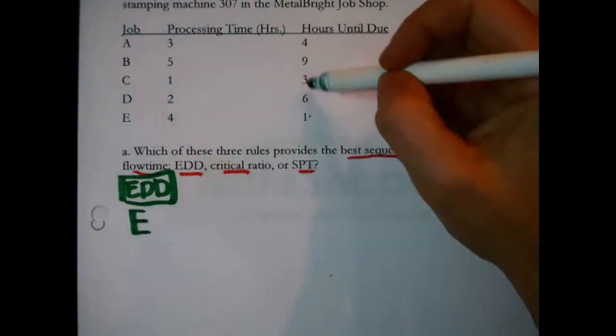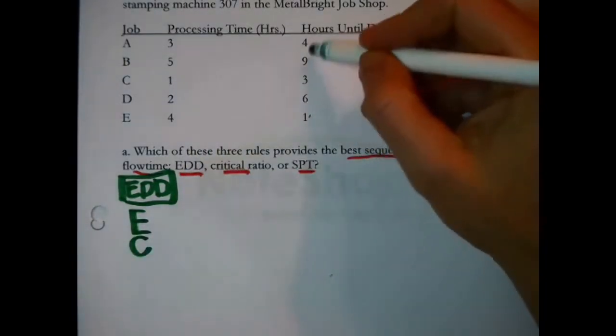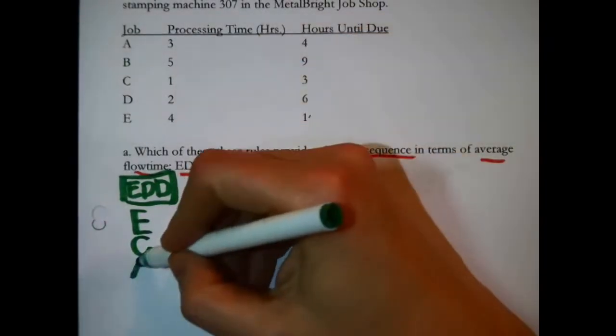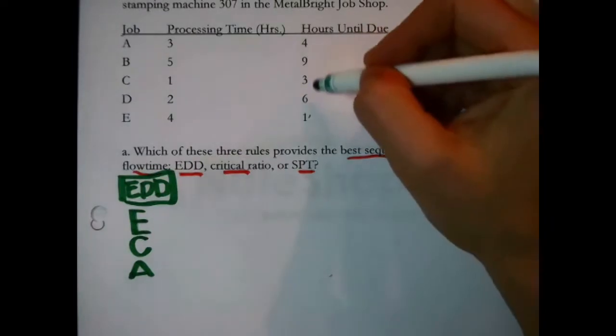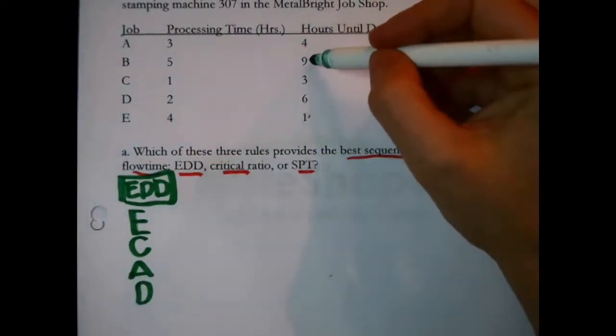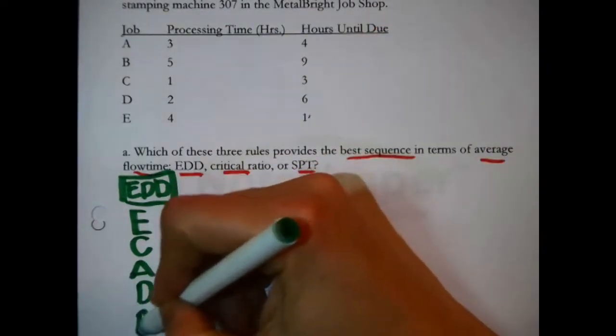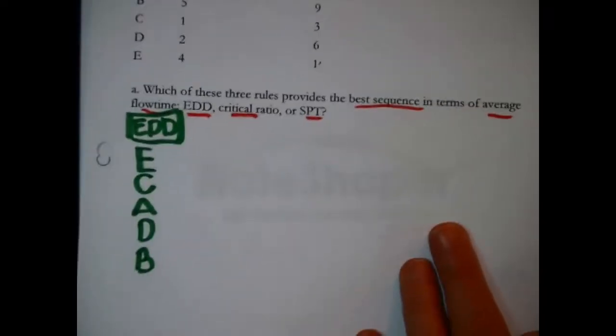Fine. Then who's the next smallest? Okay, C. Then who's the next smallest? Meaning A. And then who's next? We're just sorting here, D. And then finally, the largest due date, the one that's farthest in the future, is B. That goes to the end of the sequence. All right, so we have the sequence.